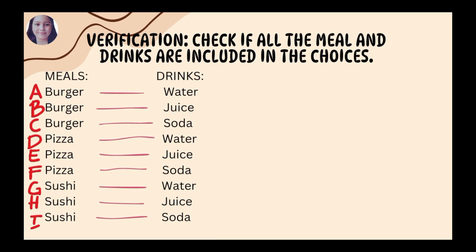Verification. Check if all the meals and drinks are included in the choices. Here, choices are A, B, C, D, E, F, G, H, and I, where A is burger and water, burger and juice, burger and soda, and so on and so forth.